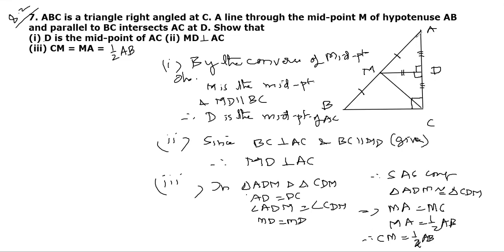In the third part, again see this, we have proved that these two triangles are congruent. After that, when they are congruent, by CPCT this side will be equal to this side. When this side is equal to this side, and this is half of AB, this will also be half of AB. Therefore, both are half of AB. So we got CM is equal to MA is equal to half of AB.